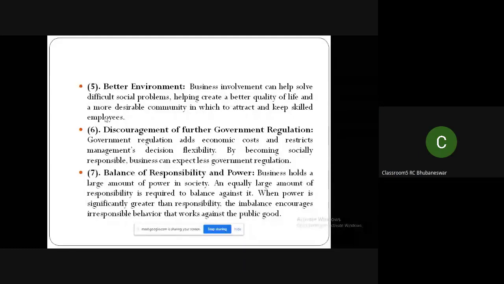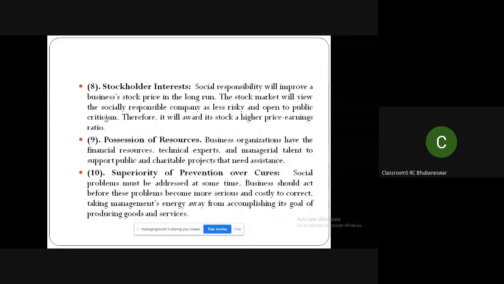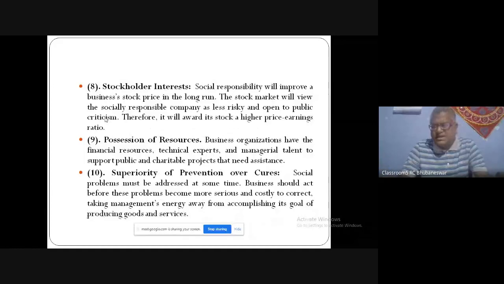Another one is stockholders' interest. Here stockholders means share pricing or capital markets or money market, which you may call the secondary market, through which the image of a company can be changed through particular CSR activities. And another one is possession of resources.